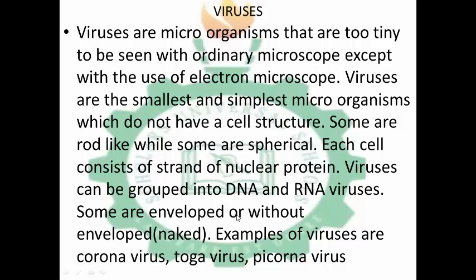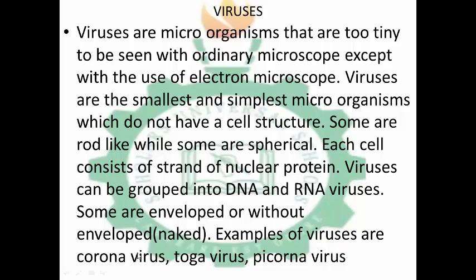Viruses are grouped into DNA and RNA viruses. That means the viruses that have DNA, which is deoxyribonucleic acid, are the ones found under the DNA viruses, while those with ribonucleic acid are the ones found under RNA. So the nucleic acid present in a virus determines whether it is a DNA or RNA virus. Some are enveloped or without envelope. That means some are covered in a case, while some are naked.